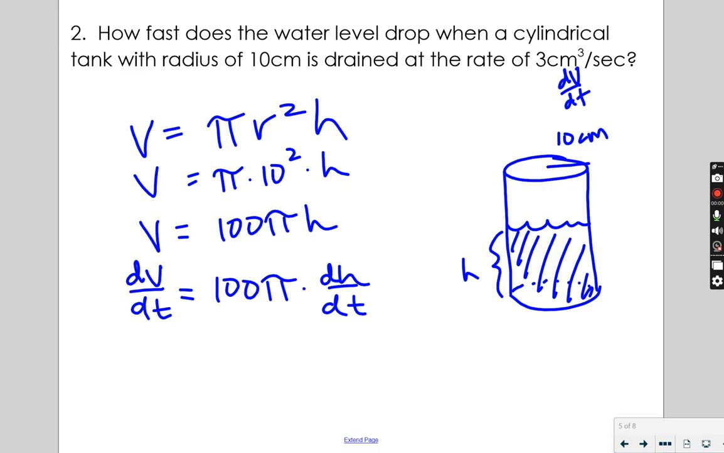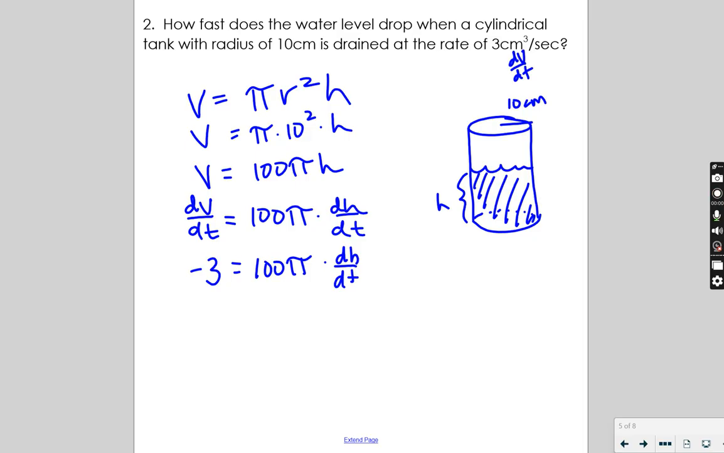Okay, so dV dt. Ooh, I also need to be careful on this problem. The water level's going down and it's draining, so we might have some negatives in here. Is the volume going down or up? Of the water. Down. So I need to plug in -3 for volume. We are trying to find dh dt. Okay, so just divide by 100 pi. And -3 over 100 pi.